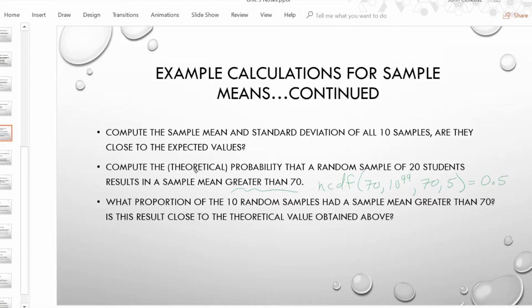So that's what we're expecting. We're expecting in our sample that the chances that it's higher than 70 is about 0.5. Now we're going to compare that to our practical or our simulated results here in this next question. So what proportion of the 10 random samples have a sample mean greater than 70? And then we're just going to comment on if we think it's close or not.